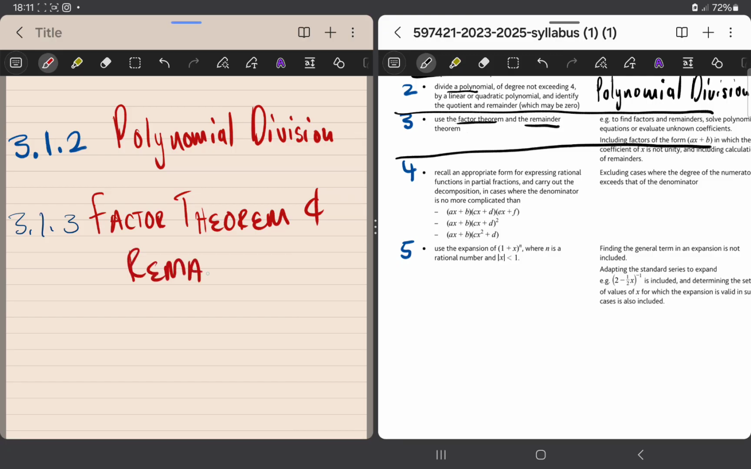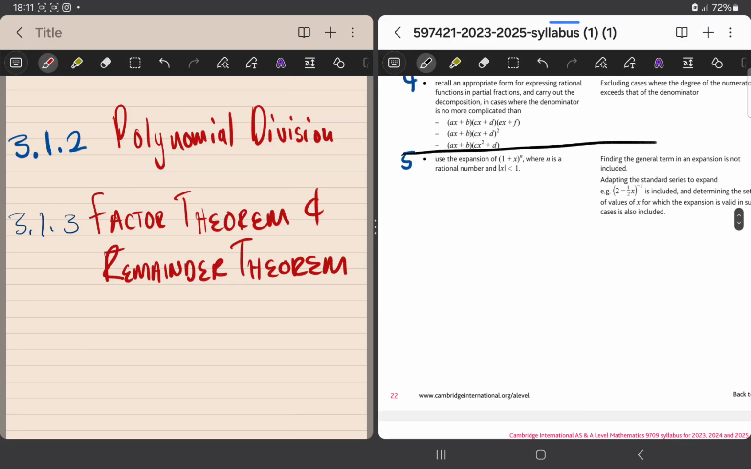Okay, so we're going to work on this and we're going to understand. We like to start with the remainder theorem and then we talk about the factor theorem. But they work hand in hand. So it's factor theorem and remainder theorem. So this is going to be the third thing. You need to know the factor theorem and the remainder theorem, and you would have done the third chapter.